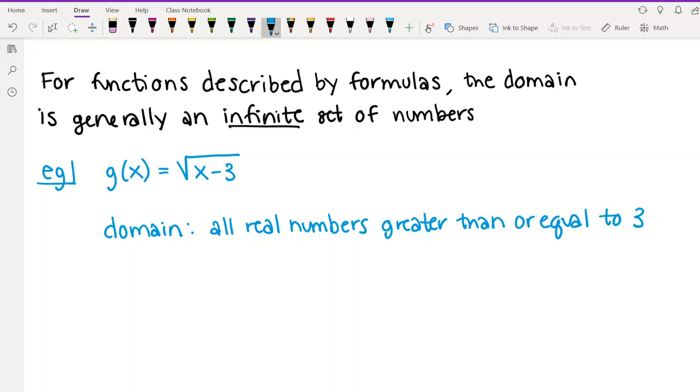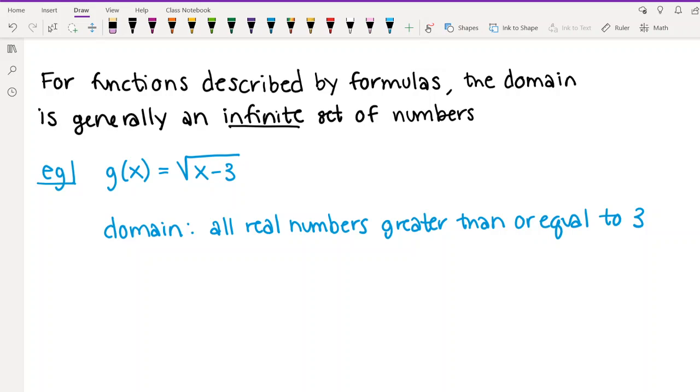Okay, so how can we tell that it's all real numbers greater than or equal to 3? Well, remember that when you have a square root function, really the only thing that can go wrong is taking the square root of a negative number. So we need to make sure that whatever we're plugging in makes the stuff under the square root, the radicand, positive or 0. If we plug in 3, we'll get 0, and that's fine. If we plug in 4, we'll get 1, a positive number. As we plug in bigger and bigger numbers, we'll continue to get a positive result under the square root. But as soon as we plug in a number less than 3, like 2, you'll get 2 minus 3, which is negative. And that's how we can determine what the domain is.